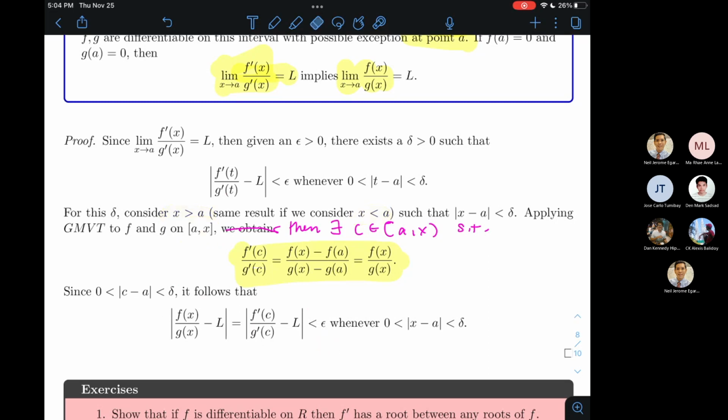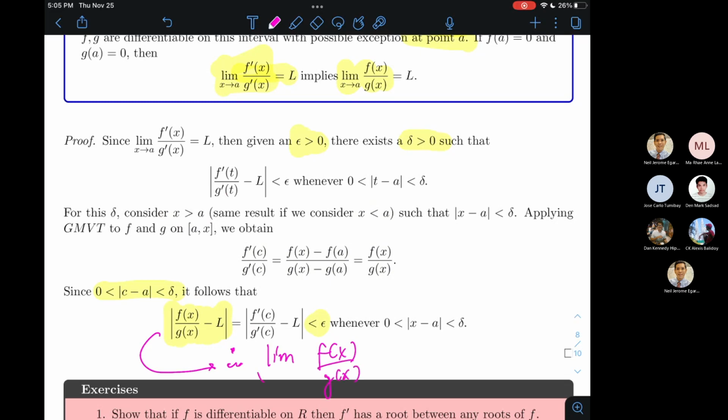So in summary, what have we shown here? We have shown that for any epsilon greater than 0, there exists a delta greater than 0 such that if c minus a has absolute value strictly between 0 and delta, it follows that f of x over g of x minus L has absolute value less than epsilon. But that is basically the definition ng limit. So therefore, here we can say that the limit of f of x over g of x as x approaches c, or as x approaches a, is equal to L. End of proof.